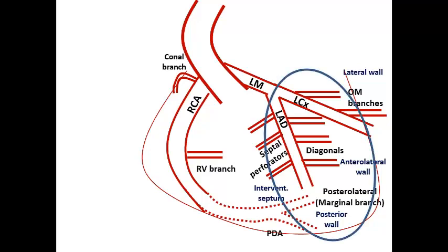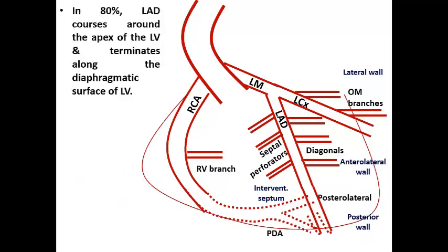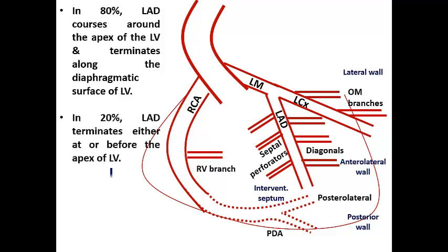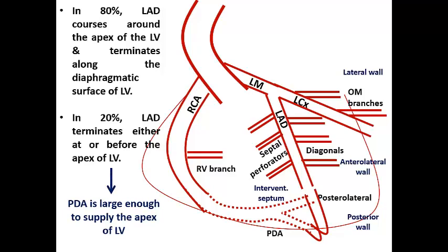And so, when we speak about the anterior STEMI, we speak about this region of the myocardium involving the anterior wall plus minus the lateral wall. So this wall corresponds to the anterior STEMI in case of anterior wall myocardial infarction. In 80% of patients, the LAD of course courses around the apex of the LV to terminate at the diaphragmatic, on the inferior surface of the LV, and so it supplies a portion of the inferior wall of the myocardium. And in 20% of patients, the LAD terminates at or before the apex, and in this case, the PDA is large enough to supply the apex of the LV.